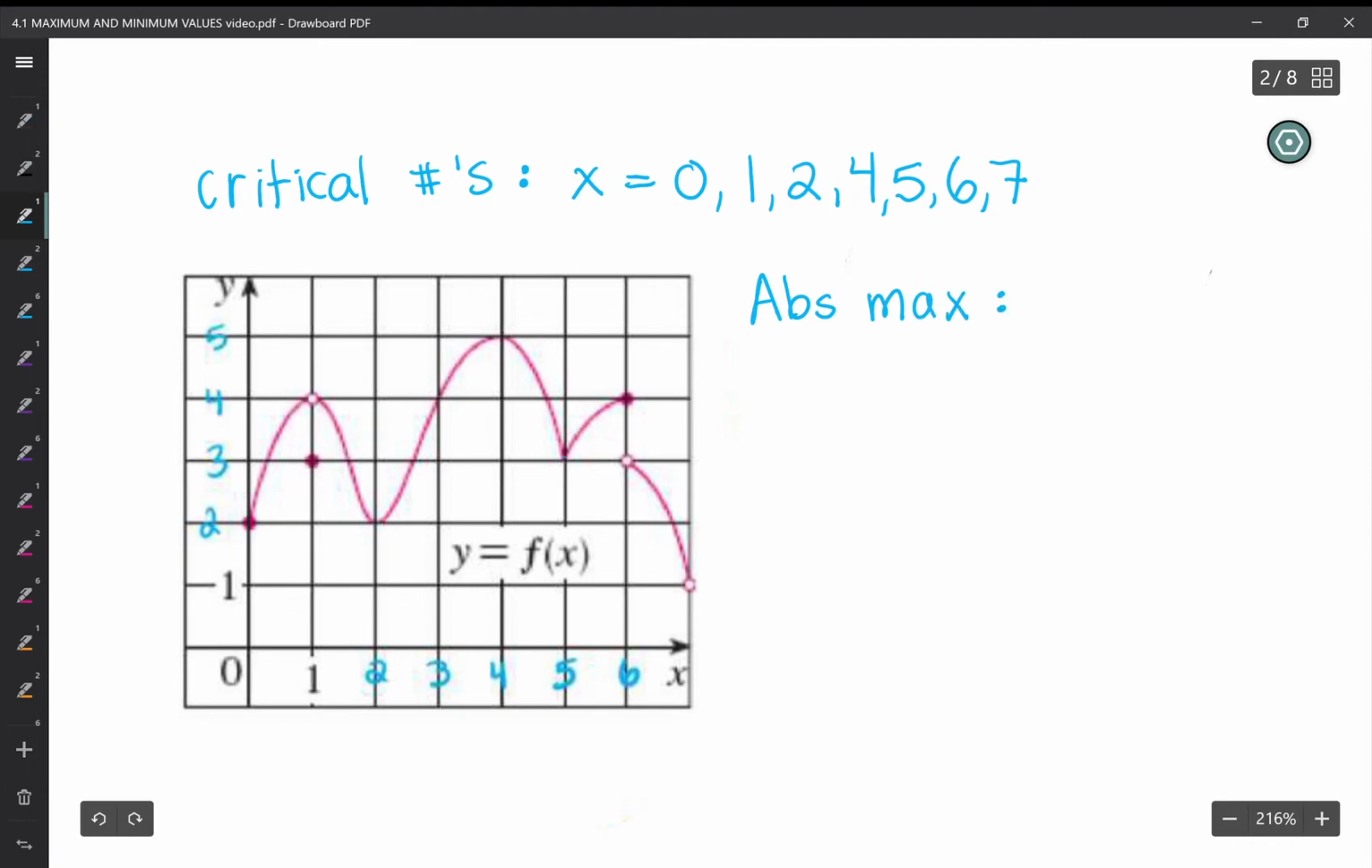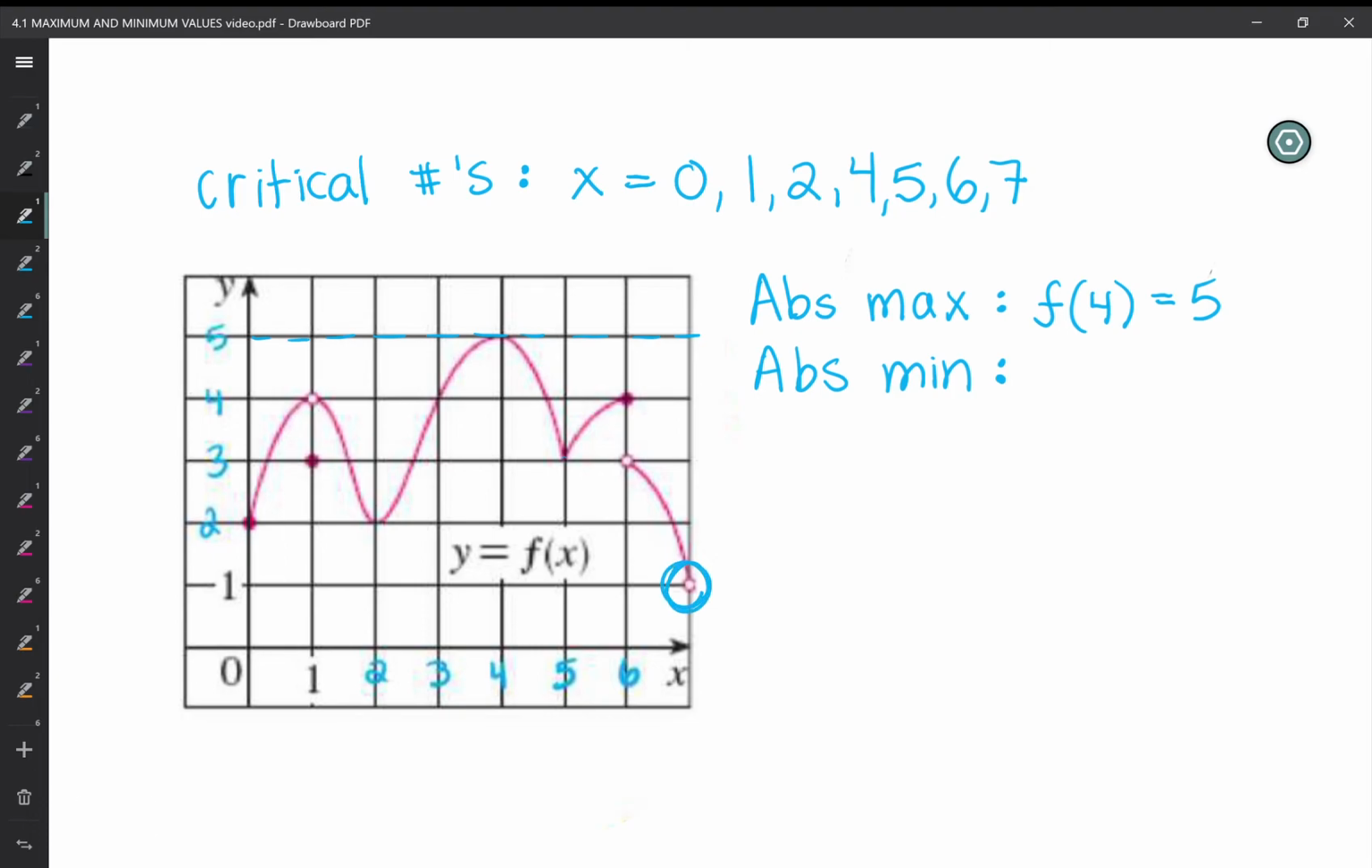The absolute maximum of our function occurs at x is equal to 4. So it is f of 4 is equal to 5. This function is interesting because it actually does not have an absolute minimum. Since we have that open circle there, we can't really be sure exactly what number we're approaching. So the absolute minimum does not exist. Open circles are interesting that way.